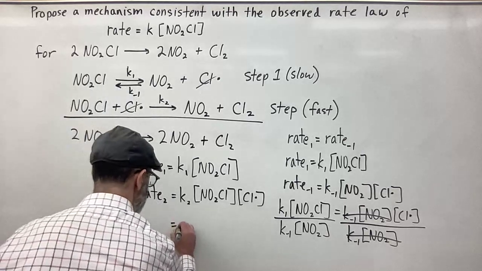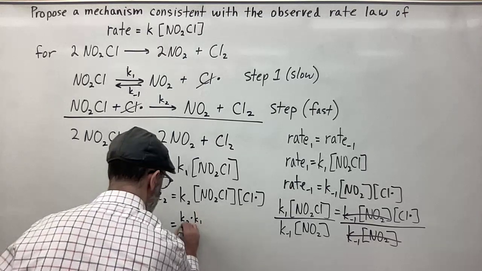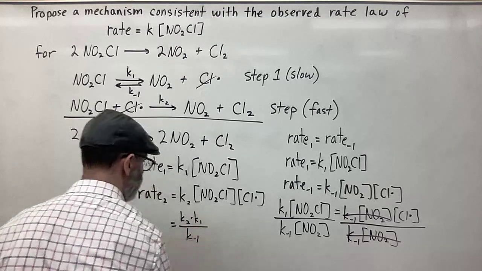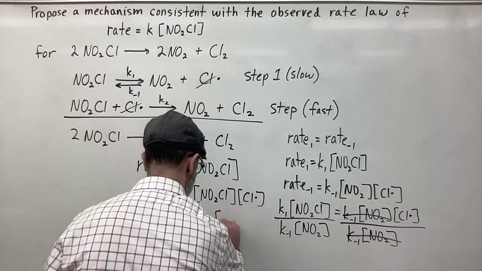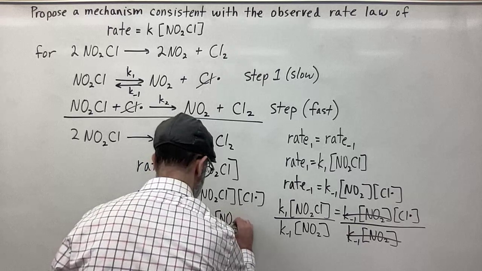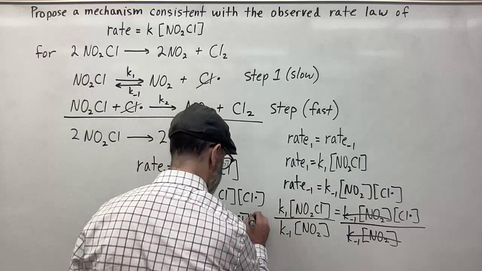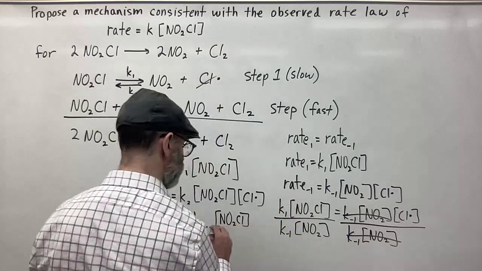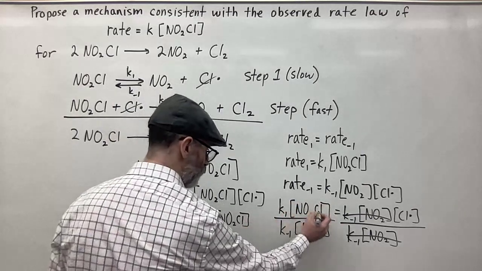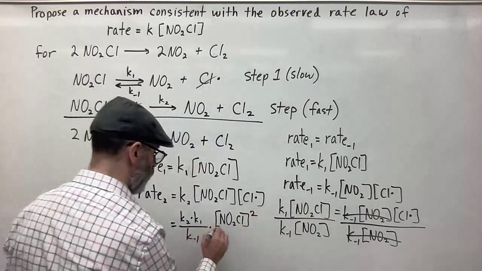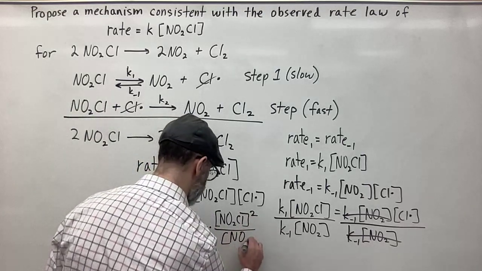But right away what you notice here is you get the rate is equal to K2 times K1 over K minus 1 multiplied by concentration of NO2Cl times the concentration of, let's see here, squared, because we're multiplying by NO2Cl, so that would be squared over the concentration of NO2, right?